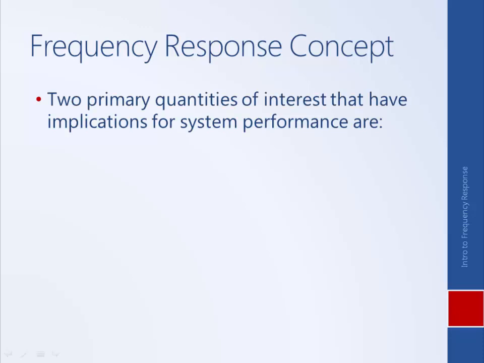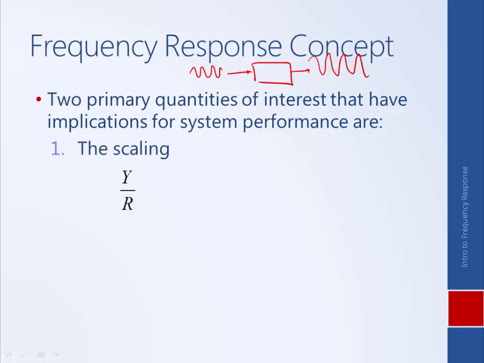And so based on looking at the frequency response of a system, there are two primary quantities of interest. In general, what we're doing is we have our system, we're feeding sinusoidal inputs of some frequency, and we're looking at what the system behavior is like in steady state. So it's also a sinusoid of the same frequency, but it could be scaled and it could be shifted. And so the two quantities we're interested in are the scaling and the phase shift. These two quantities have implications in lots of different applications.